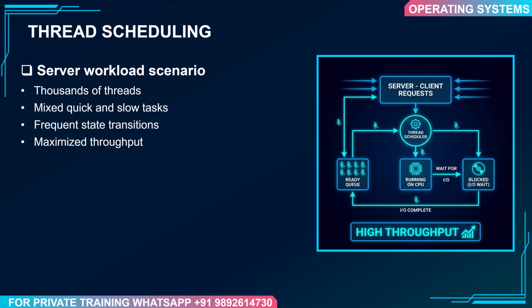Let us look at a practical scenario. Imagine a server handling thousands of client requests. Each request may be handled by a separate thread. Some requests are quick, others involve disk access or network delays. The scheduler constantly moves threads between running, ready, and blocked states. When one thread waits for disk I/O, another thread immediately uses the CPU. This keeps overall throughput high.